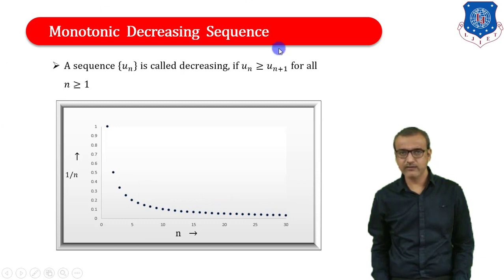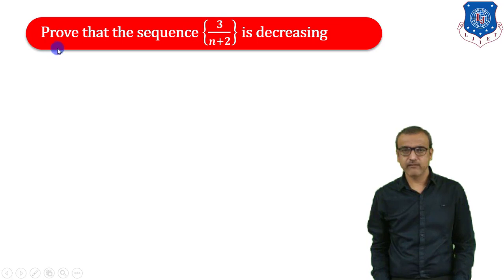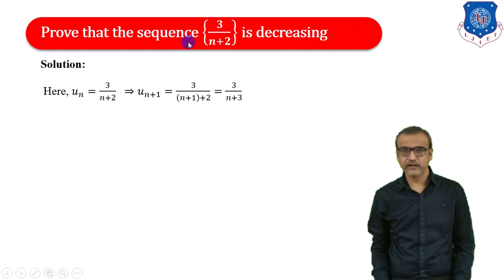So for any sequence, if you find Un is greater than or equal to Un plus 1 for all n greater than or equal to 1, then that is called a monotonic decreasing sequence. Now this is one example: to prove that the sequence 3 upon n plus 2 is decreasing. So here Un is 3 upon n plus 2.